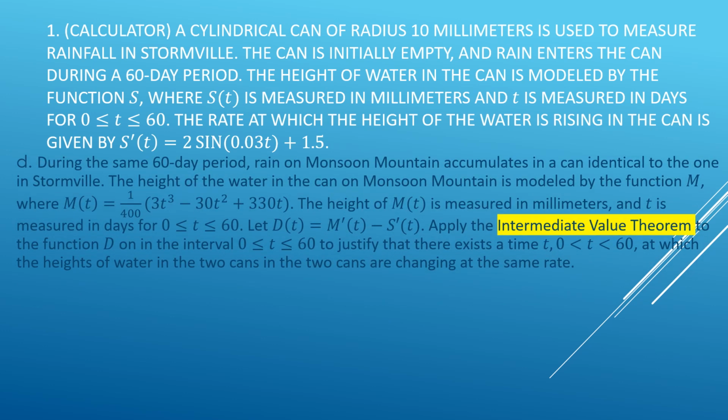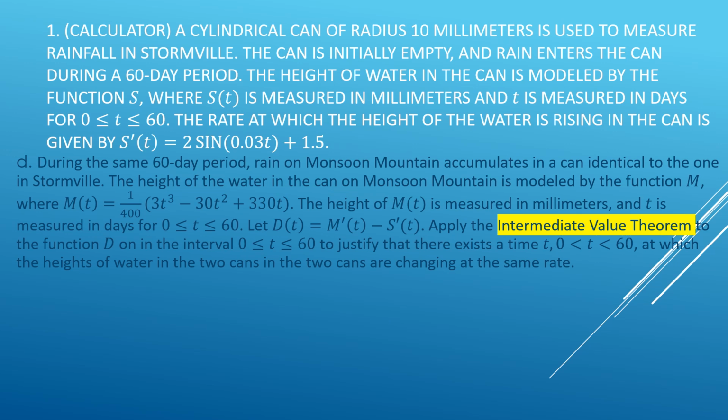All right, question D says, during the 60-day period, we have Monsoon Mountain that accumulates in a can identical to the one in Stormville. The height of the water from Monsoon Mountain is modeled by this M of T, and M is measured in millimeters and T is measured in days, similar to that of Stormville. It says let D equal M prime minus S prime. Okay, and so D is basically talking about the difference in the rate of the height of the water. And they said use the intermediate value theorem, which is really, really nice because they normally don't tell you to use it, right?